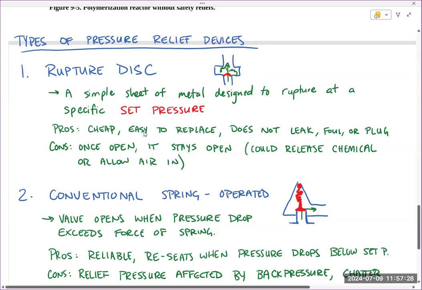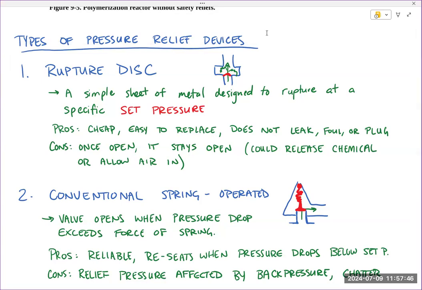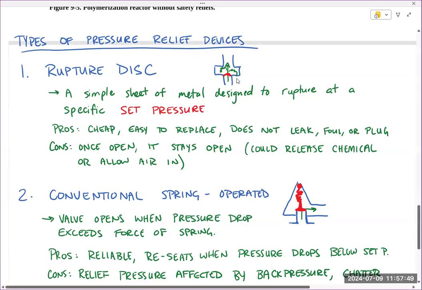These are cheap. They are easy to replace. They do not leak, foul, or plug. So again, simplest option that will get the job done. The problem is that once it is open, it stays open. So it's easy to replace, but that's because you probably will have to replace it at some point if it ruptures. And the other issue is that it stays open. So if there's a lot of material that is being discharged, it doesn't seal up again. So if you are going to clean this up afterwards, you'd have to wait until all the material was discharged so that the emergency responders would not be put in danger.